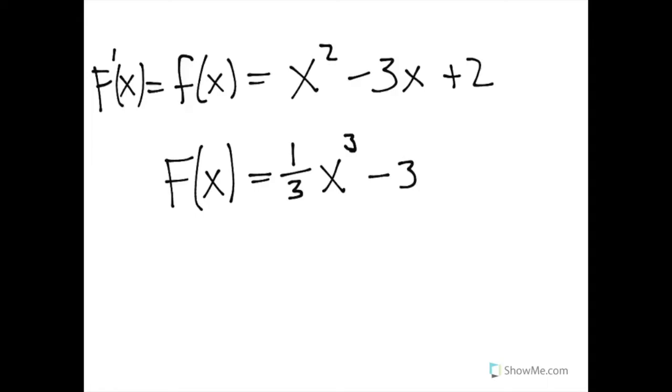I'm going to leave the minus 3 out front. We're supposed to have an x to the second power up there because you've got to go up by a power of 1. But then I need a fraction out front that's going to undo that exponent dropping down.